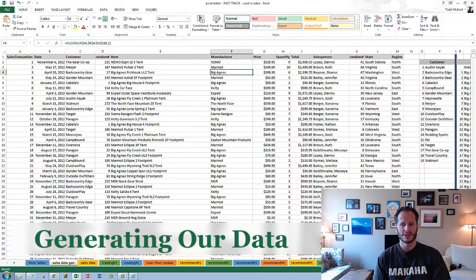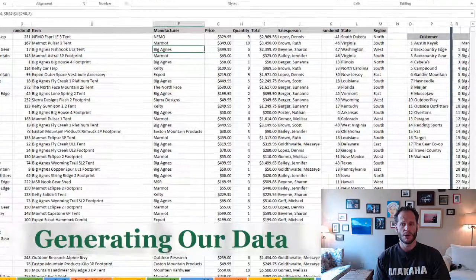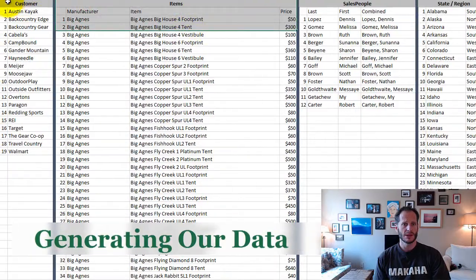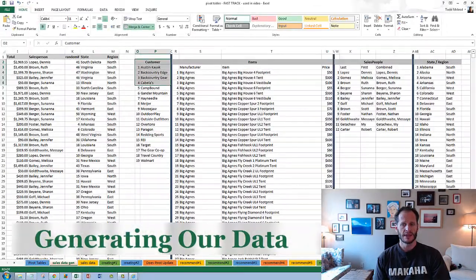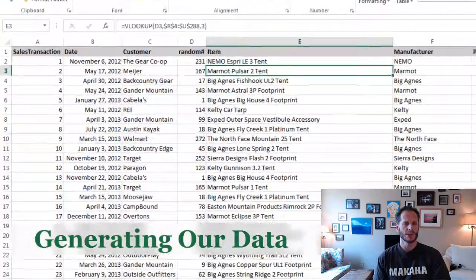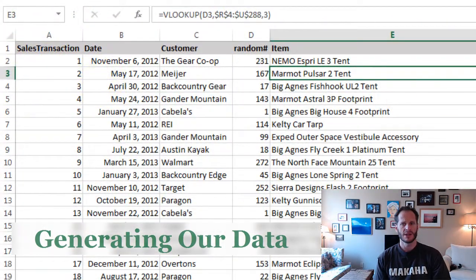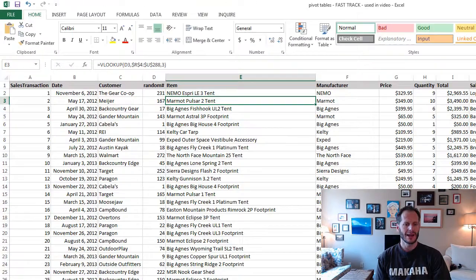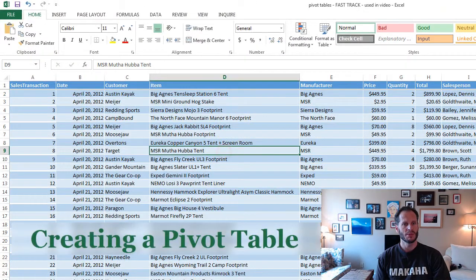But I basically just created a whole bunch of, like, here are all my salespeople, here are all the states and regions, here are all the items, here are all the potential customers. And then I just randomly had it pull that information from these tables and copy it in over here. So you can take a look to see how I created that, because I think that's actually a really cool little deal. So let's take a look at, with our sales data, creating a pivot table.